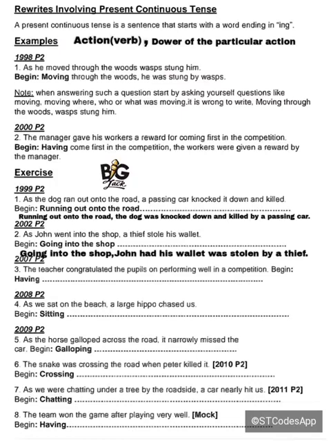Okay. Then question 3 is saying the teacher congratulated the pupils on performing well in a competition. Begin with having. So like they were saying, in this sentence here we have a what? A verb, which is the what? A doing word. Performing. So which means performing is going to change to what? Performed. Okay. So here I'm going to say, having performed well in a competition.